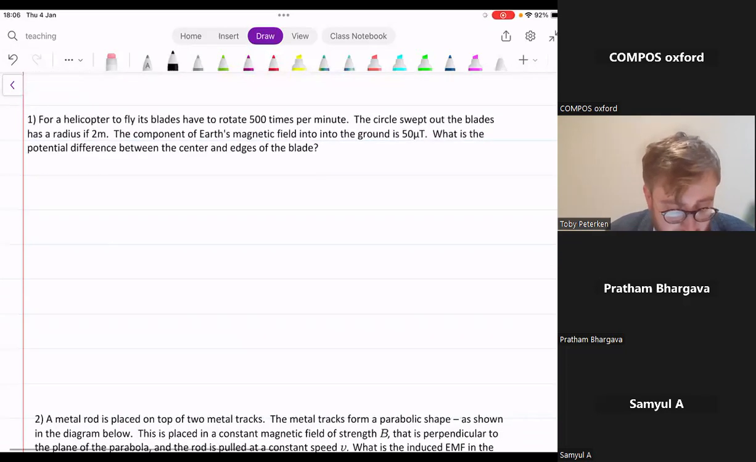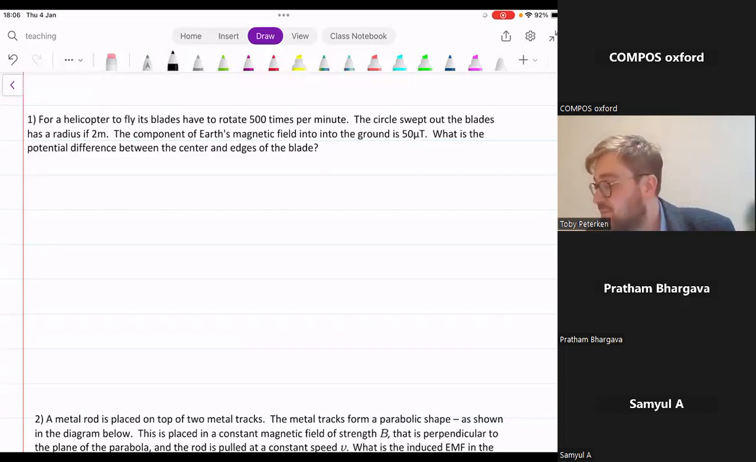So for question 1, a helicopter is flying. Its blades have to rotate 500 times a minute for it to fly. The circle swept out by the blades has a radius of 2 meters, and the component of the Earth's magnetic field into the ground is 50 microteslas. What is the potential difference between the center of the blades and the edge of the blades? Remember, potential difference, voltage, electromotive force, they're all interchangeable.